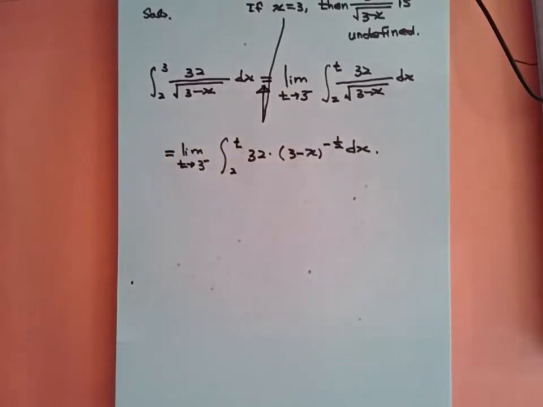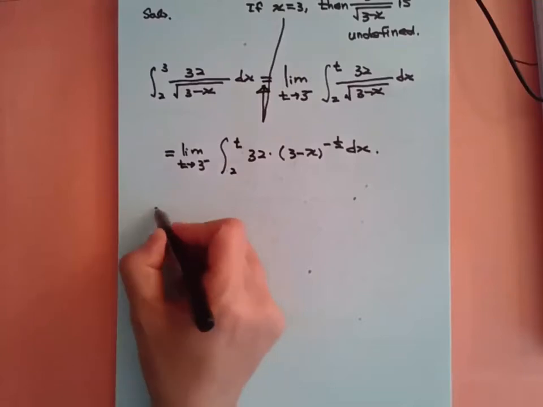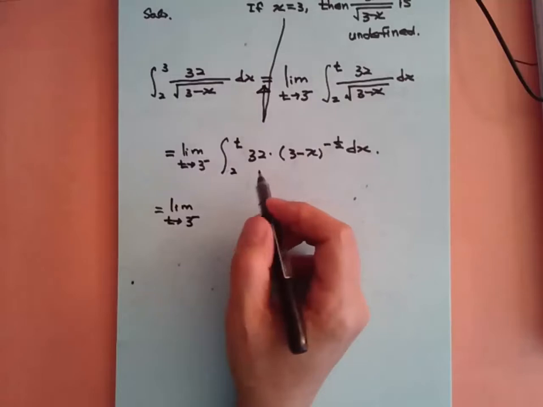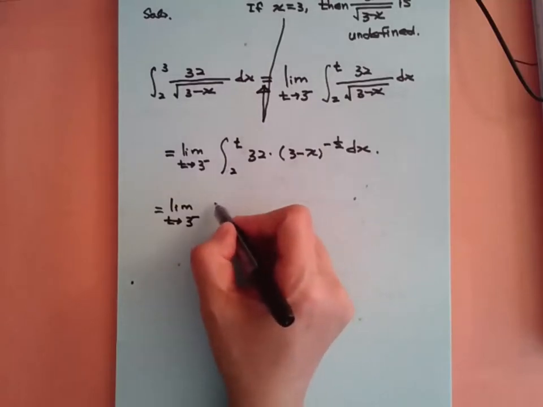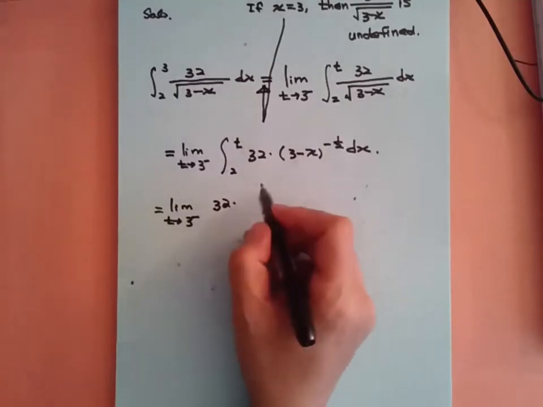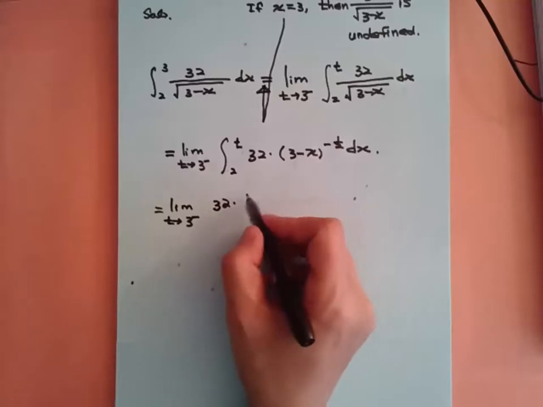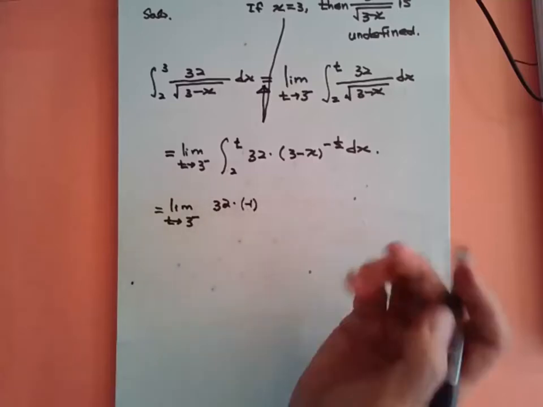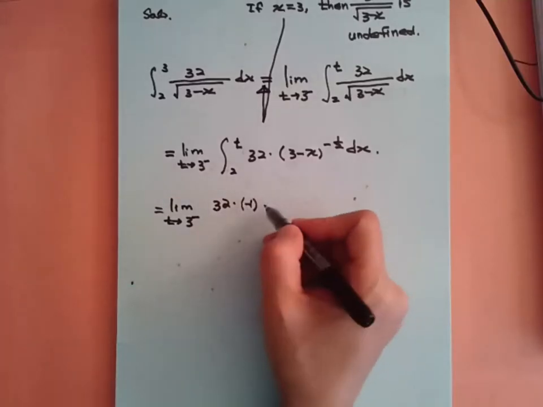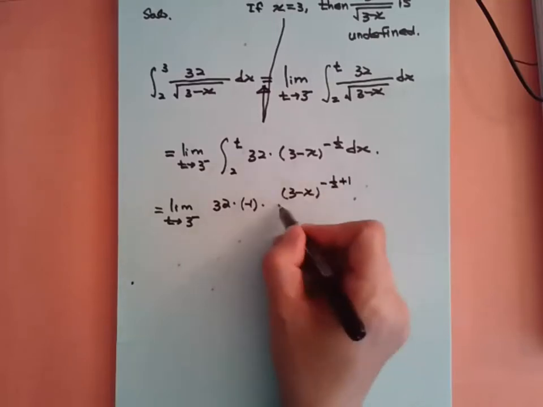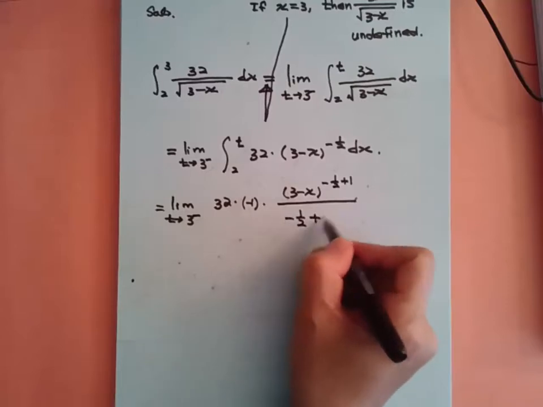So we can use substitution, but this is a very simple pattern of the integration. And so we will do it directly because we know how to do it. So this is limit t goes to 3 from the left. That is 32 times minus 1 times 3 minus x to the minus 1 over 2 plus 1, over minus 1 over 2 plus 1.